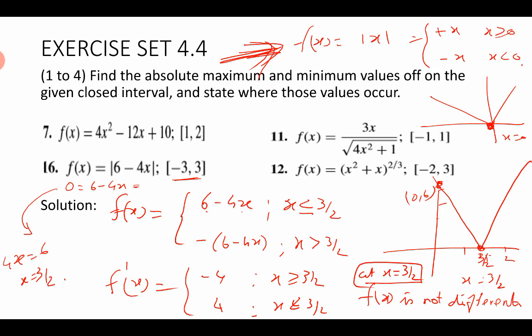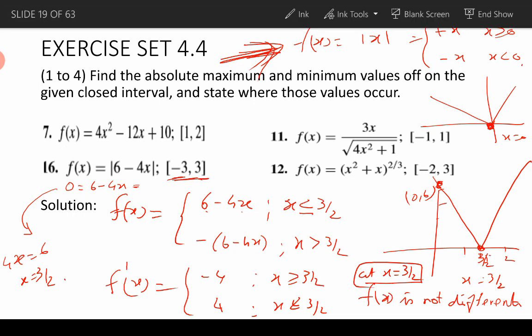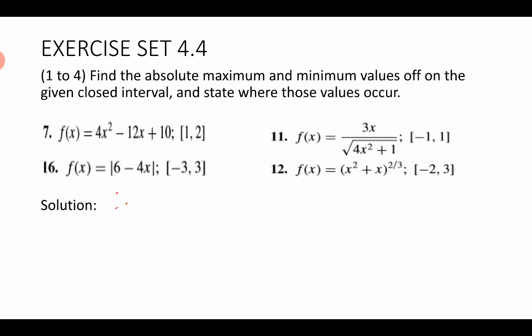So now we have 3 points: lower limit negative 3, upper limit positive 3, and the critical point 3 over 2. Therefore the only critical point is x equal to positive 3 over 2, right? Okay, now we have 3 values: the lower limit minus 3, the critical point 3 over 2, and the upper limit 3. So find the f value at every point.